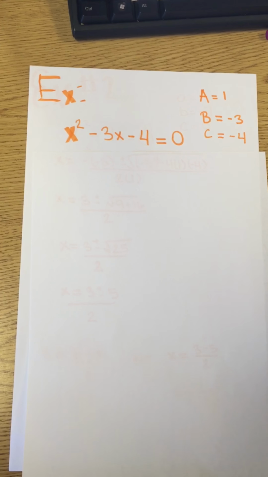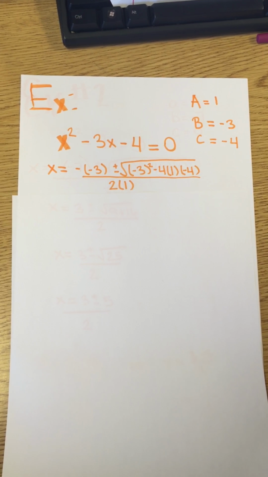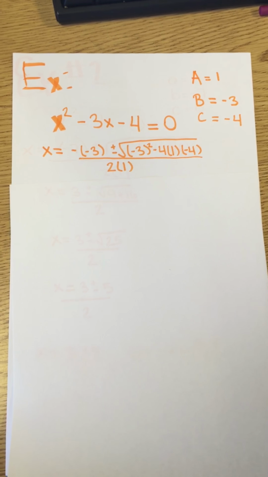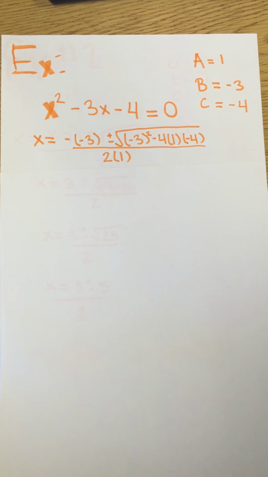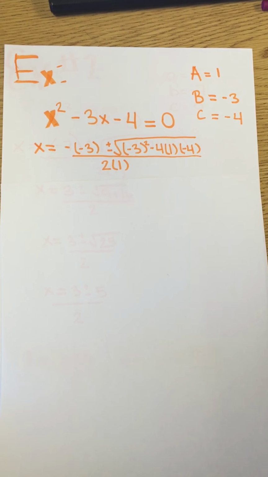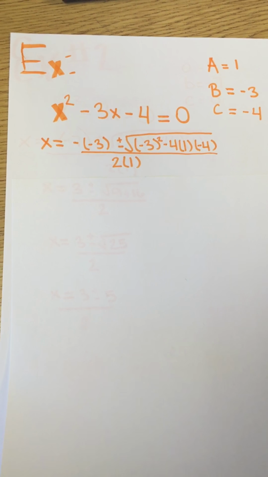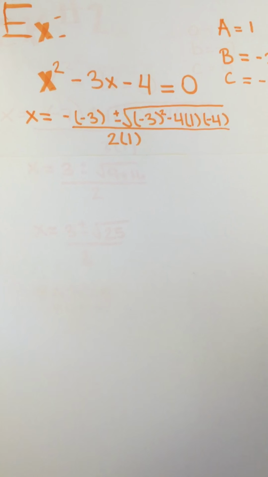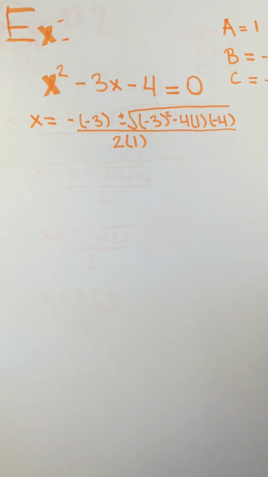Example number 1. X squared minus 3x minus 4 equals 0. To plug in, you have to find a, b, and c. A equals 1, b equals negative 3, and c equals negative 4. So in the equation, you should get x equals the opposite of negative 3 plus or minus radical negative 3 squared minus 4 times 1 times negative 4 all over 2 times 1.